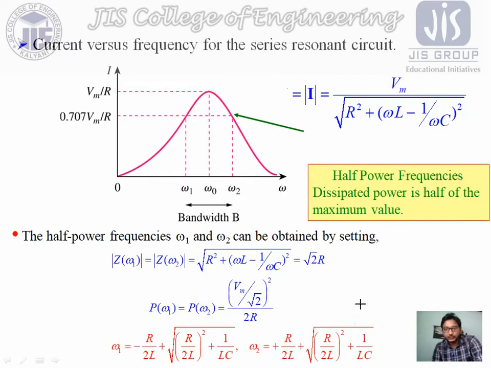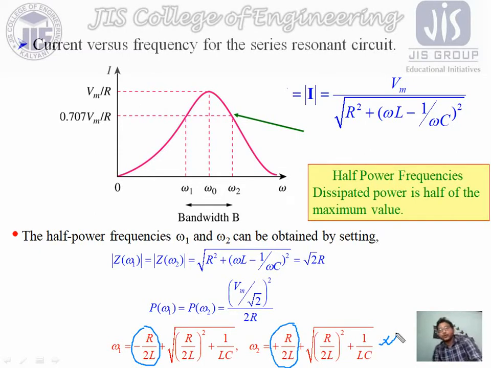If we solve the equation, we will find the roots of this equation as omega 1 and omega 2. The value of omega 1 is minus R by 2L plus root over of R by 2L whole square plus 1 by LC, and omega 2 has plus R by 2L. So the change is only over here: here is minus R by 2L and here is plus R by 2L. These are the only changes, and the remaining part is all the same. So these are the roots of the equation.